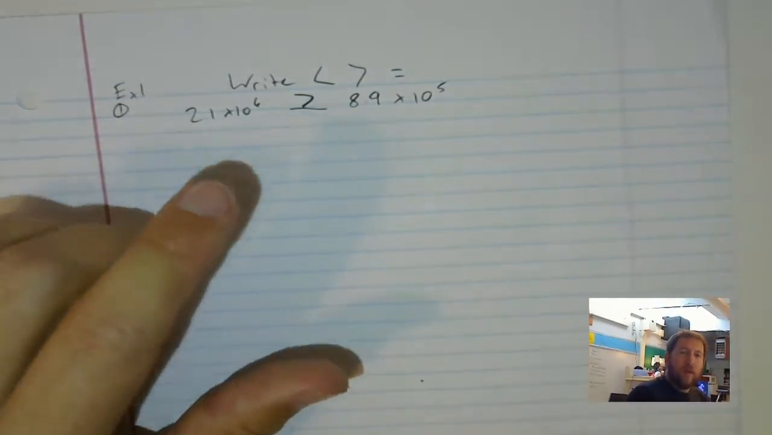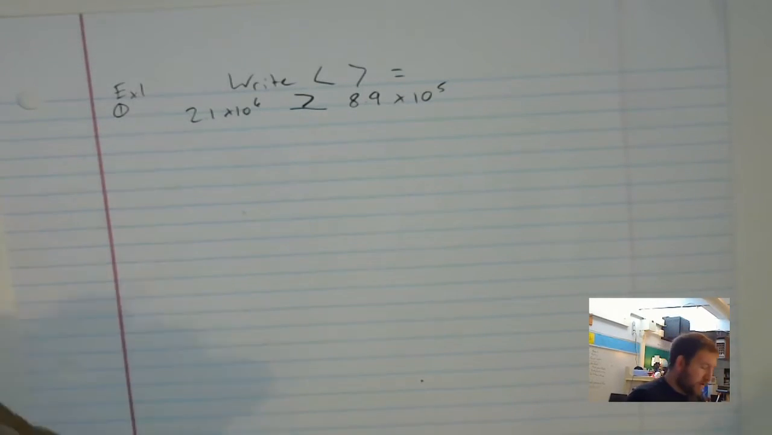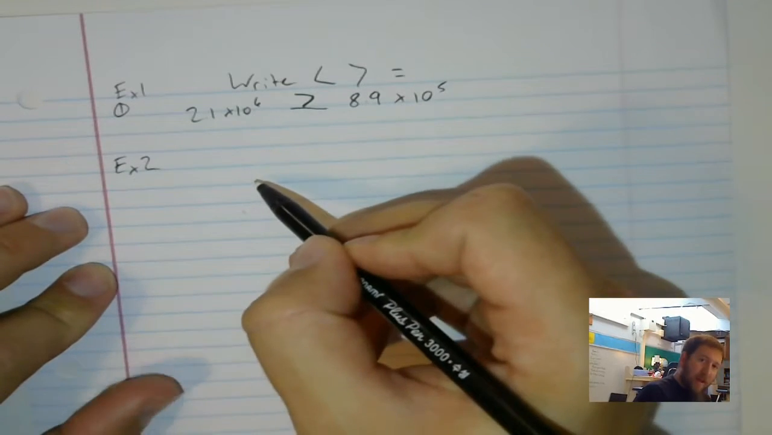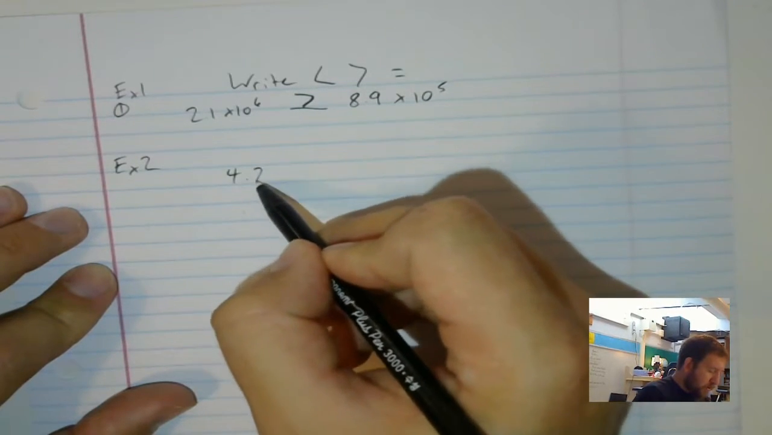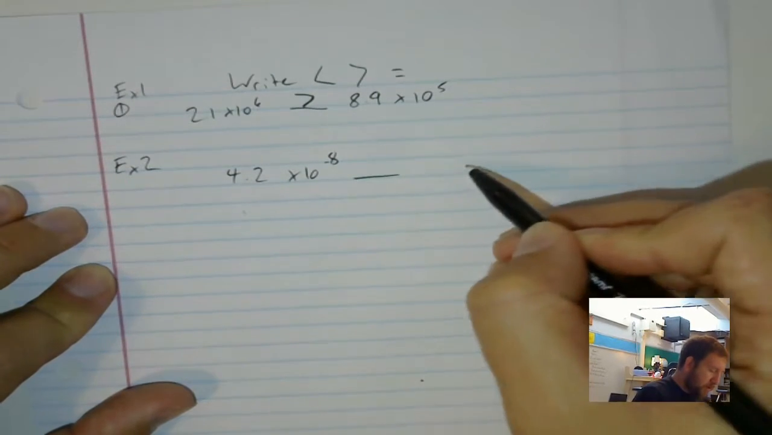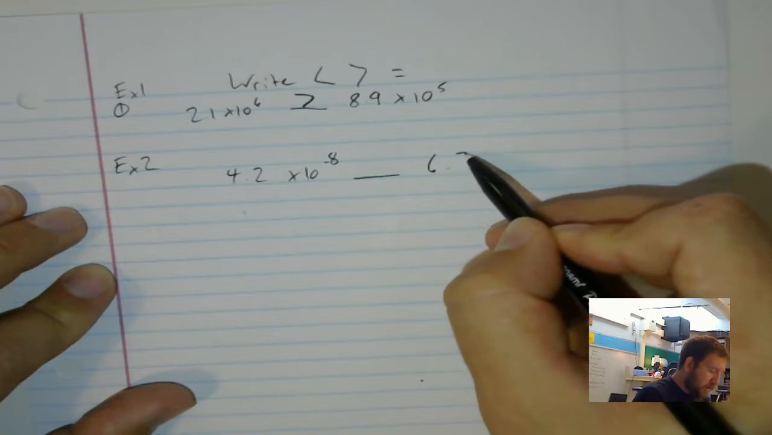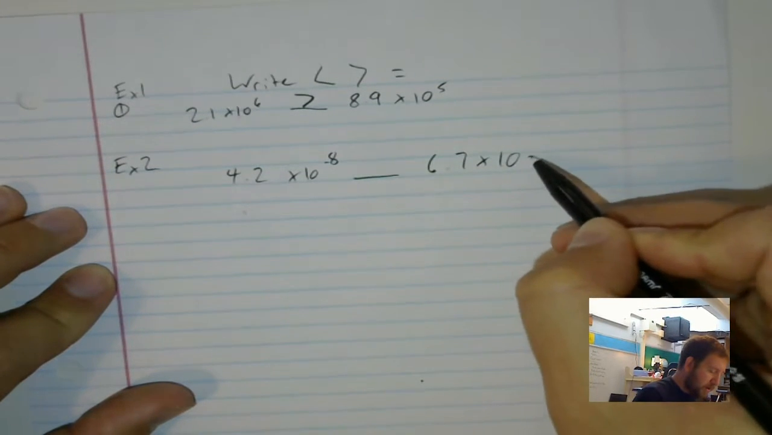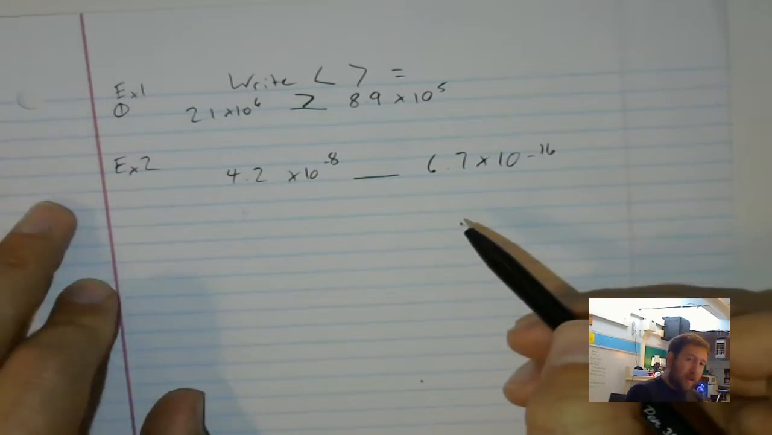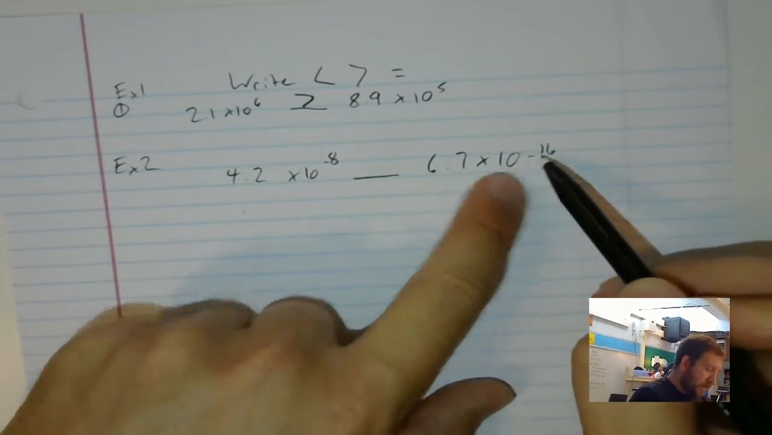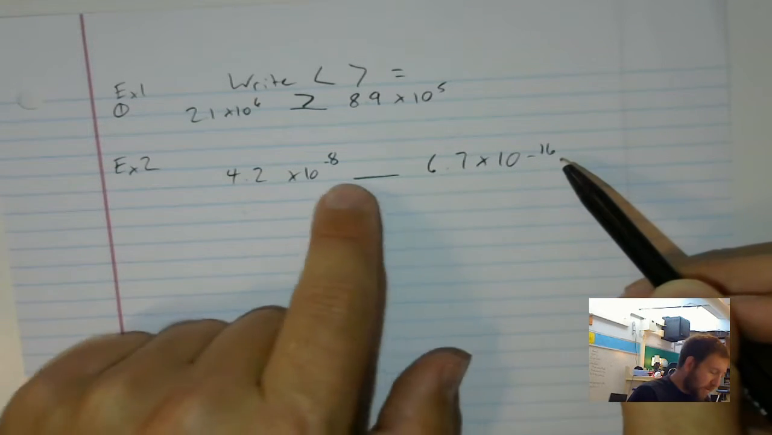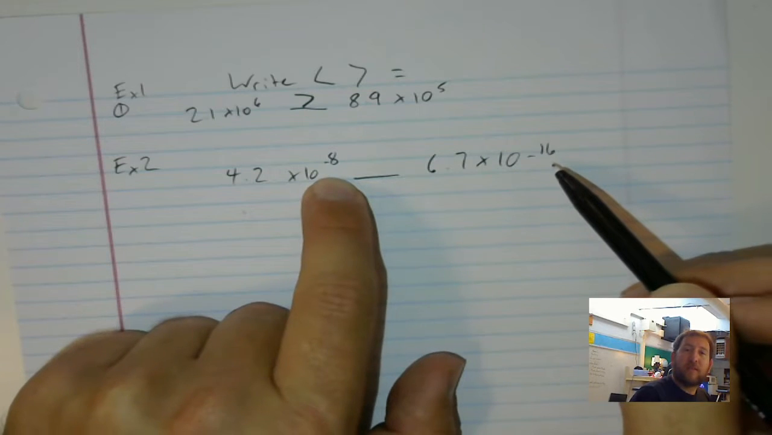One of the key things that you might remember, though, is if I'm going to compare these two numbers, let's look at example 2. I'm going to look at 4.2 times 10 to the negative 8th compared to 6.7 times 10 to the negative 16th. So here I have 16 and 8. Oh, but I don't have 16 and 8. I have negative 16 and negative 8. Which one of these is bigger?